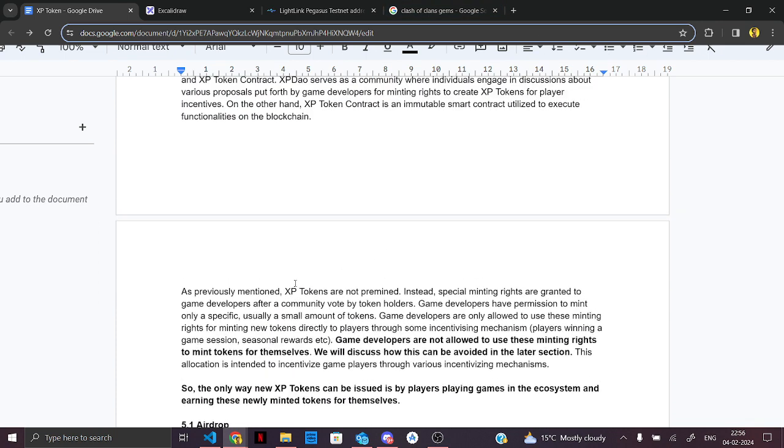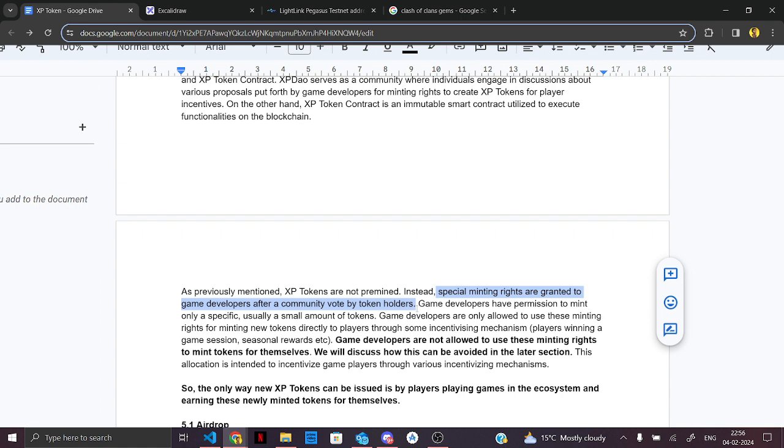XP token, first of all, is not pre-mined. This is a very important thing to understand. You'll ask, if XP token is not pre-mined, then how is it minted? Special minting rights are granted to game developers after a community vote by token holders.